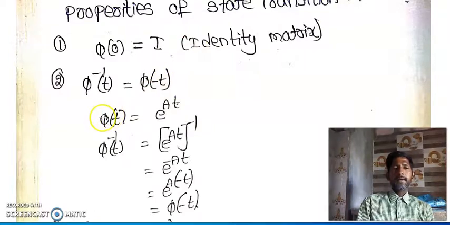To prove that, let pi of t equal to e power At. Taking the inverse on both sides, pi inverse of t equal to (e power At) inverse. This can be written as e power minus At, which is e power A of minus t, which is pi of minus t.